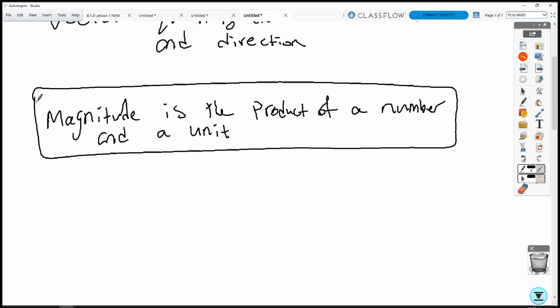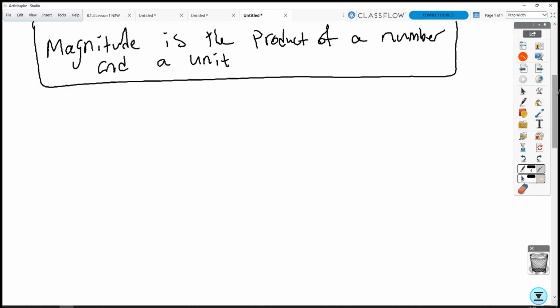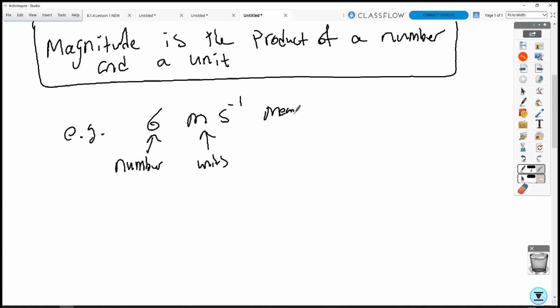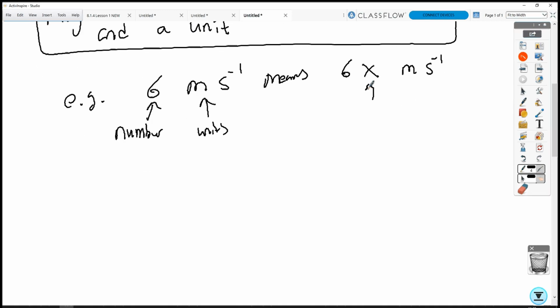We start to use units as algebraic quantities, so we can manipulate them. So 6 meters per second, this is our number. This is our unit. And all that means is 6 times this thing that we call a meter per second. And the multiplication is called a product.